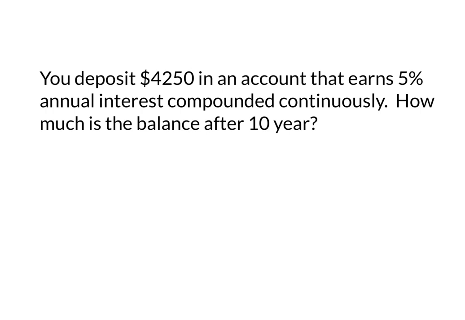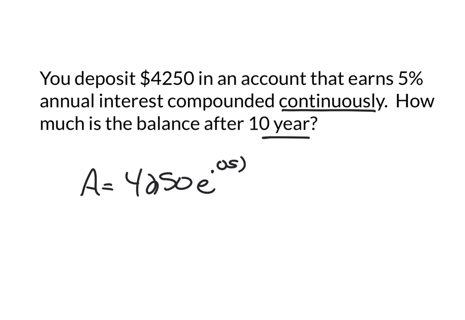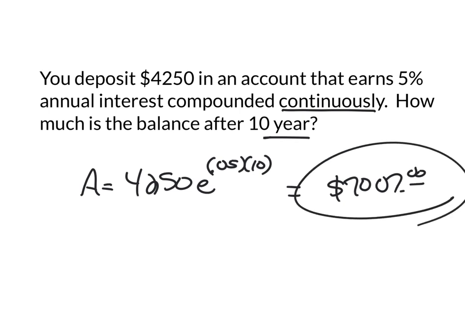I'm going to show you one example. You deposit $42.50 in an account that earns 5% interest compounded, there's the word, continuously. How much is it worth after 10 years? Okay, so here it goes. The amount is the principal, which is what you start with, times e to the rt power. The rate is 0.05 and the time is 10 years. I'm going to punch it in my calculator just like that and see what we get. And nice, after 10 years, it is worth $7,007.